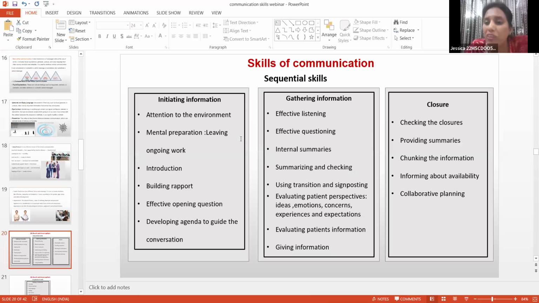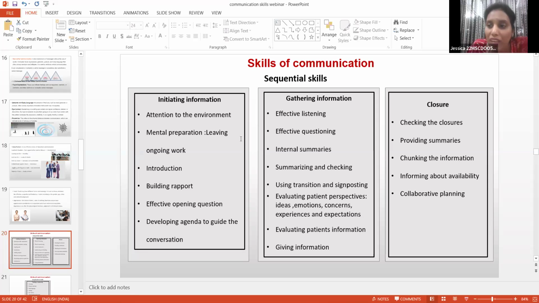Now, there are some important skills that we need to understand in communication. There are two types of skills: one is the sequential skill and one is the longitudinal skill. Now, what is a sequential skill? It is what, while interacting with the patient, we use in sequence.